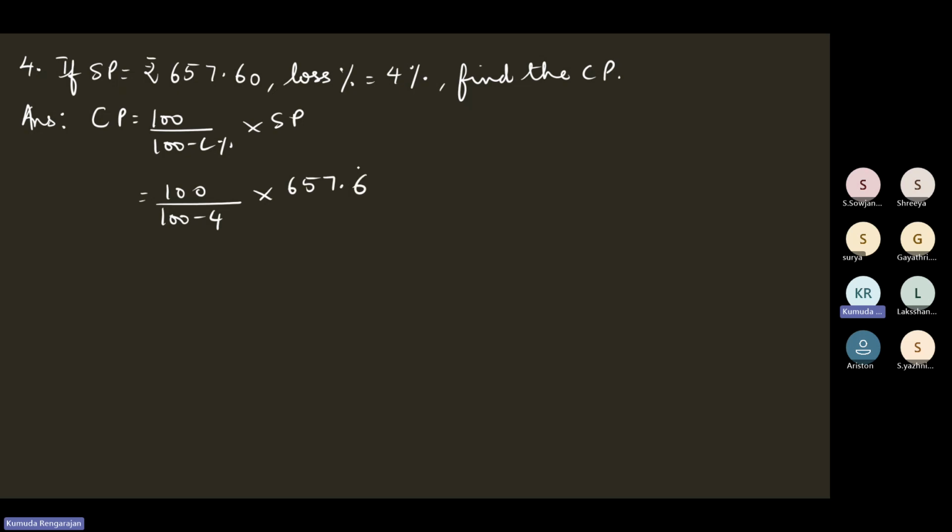You can take away the 0 and just write 657.6. So calculate this and tell me, children. Work this and tell me the answer. You can write 657.6 as 6,576 by 10. Shift the decimal point. Yeah, work this.